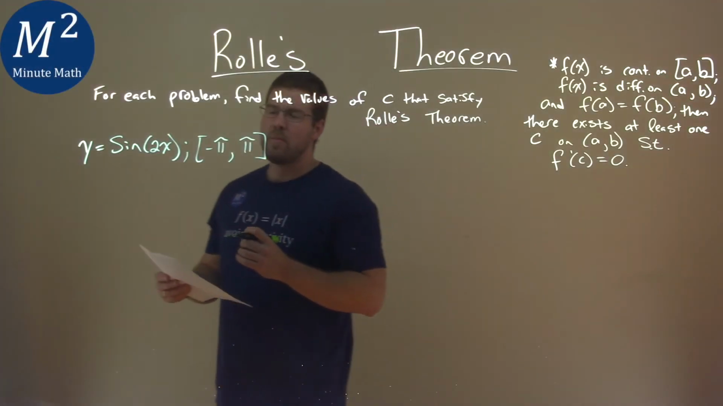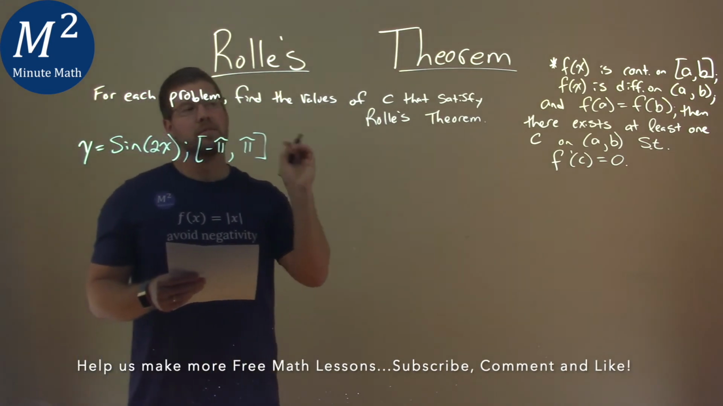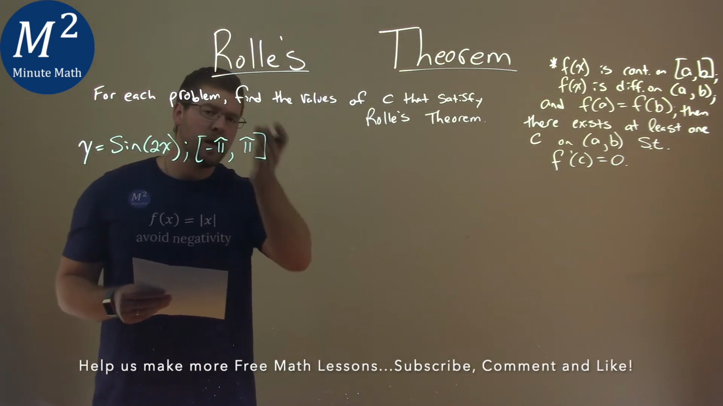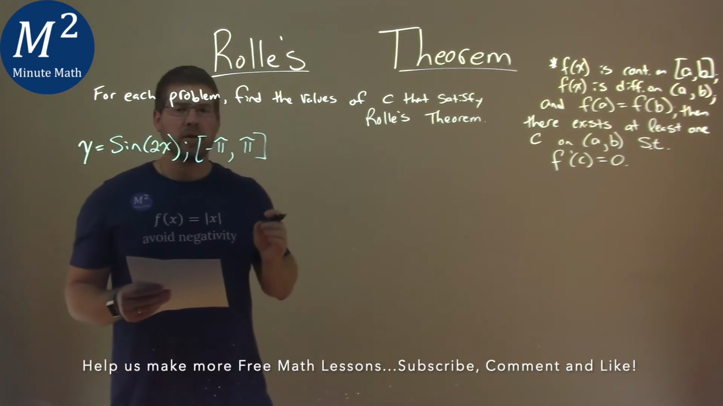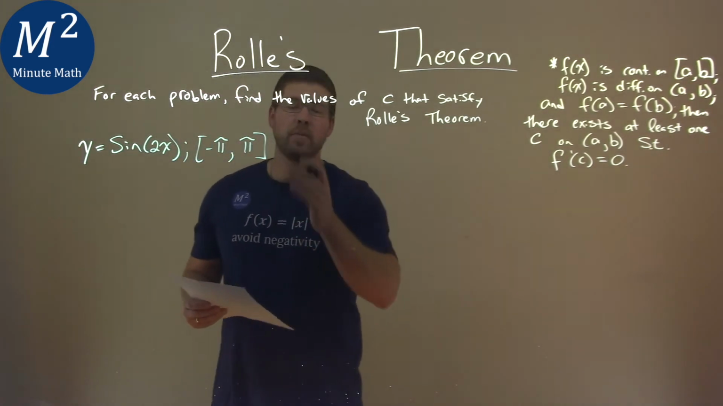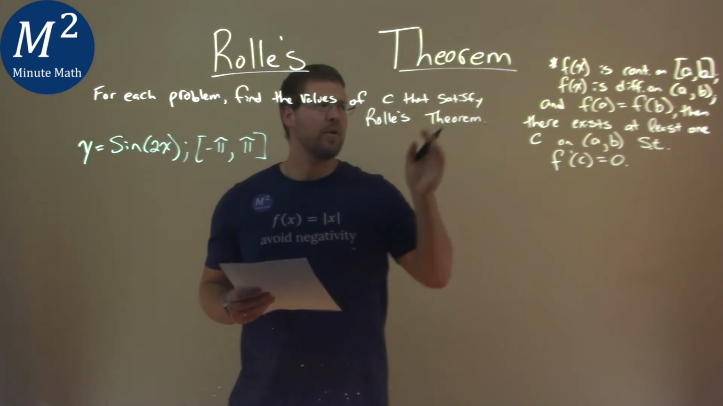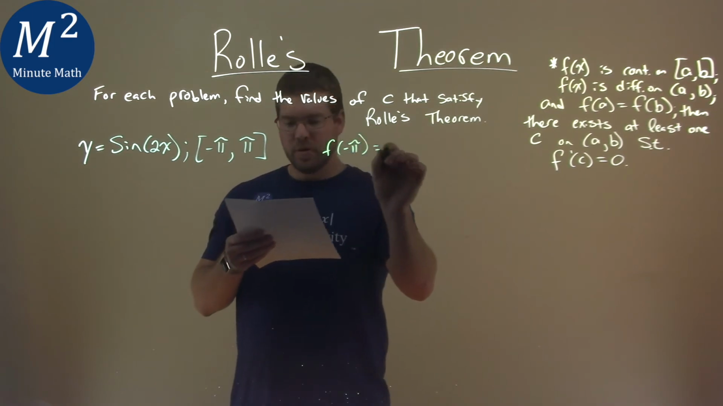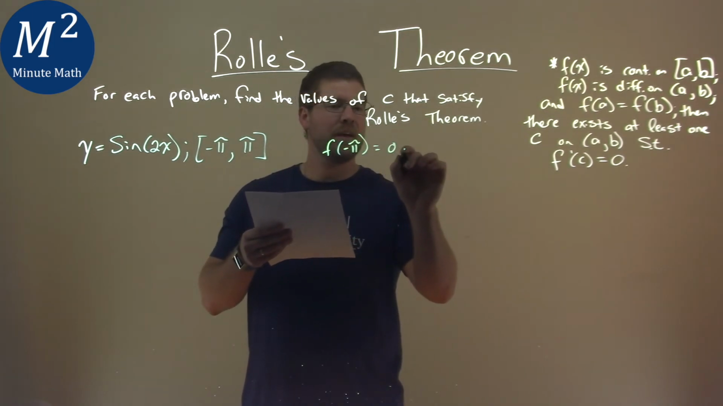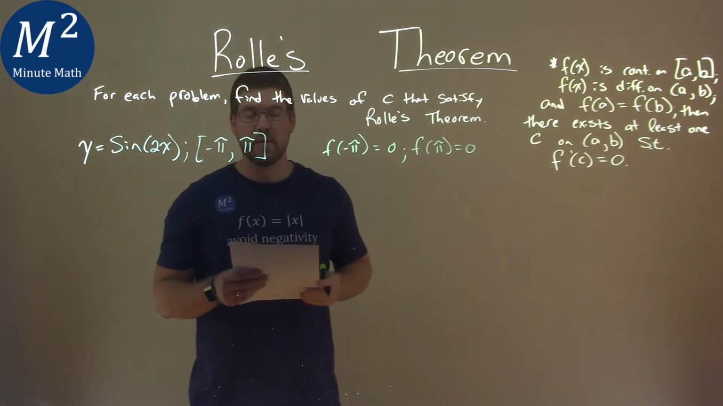I'm given this problem right here, y equals sine of 2x, and we define the values of c that satisfy Rolle's theorem on our interval from negative pi to pi. Now, luckily for us, our function is continuous from negative pi to pi and differentiable from negative pi to pi. We want to find f of negative pi, and I found that for you, and that's 0, as well as f of pi is also equal to 0.